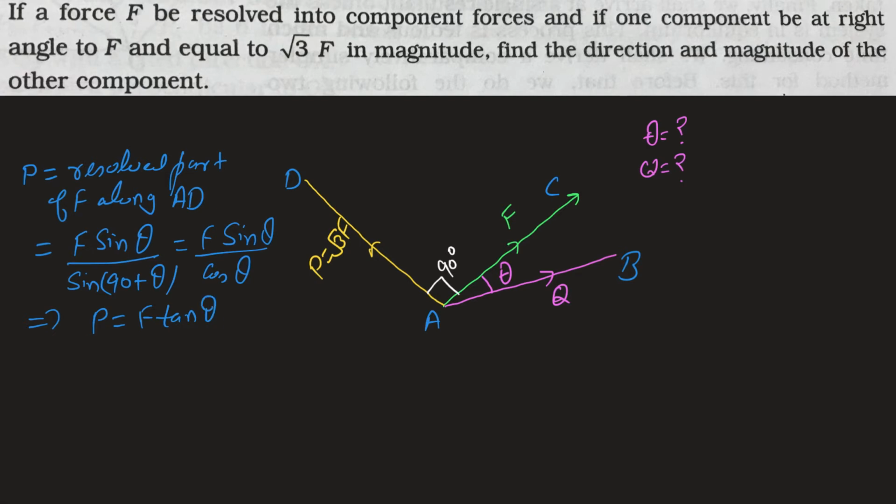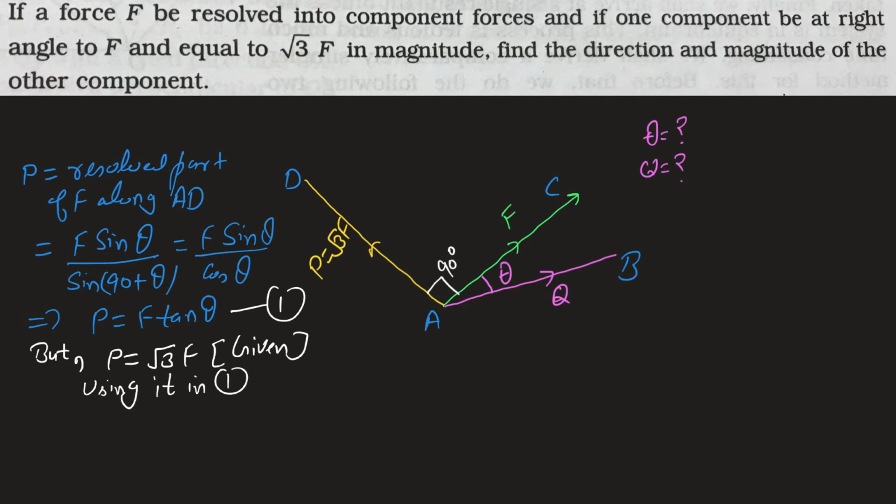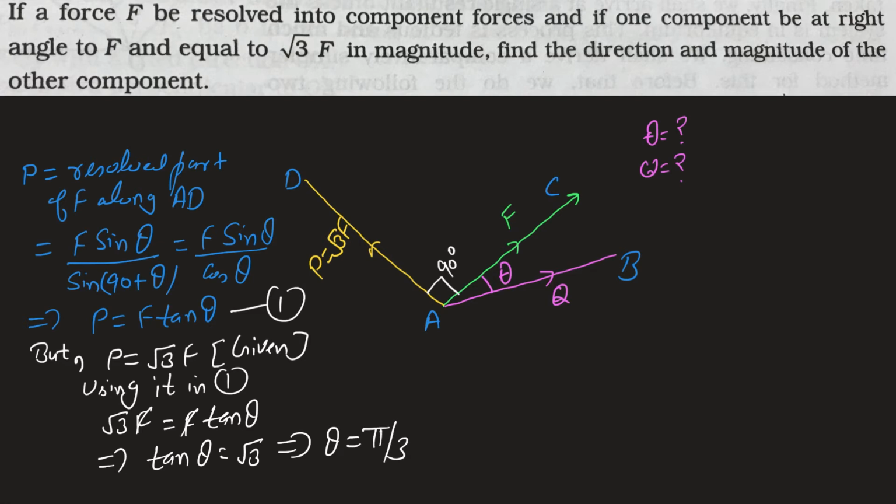theta. But we are given that this resolved part in the direction of AD is given to be root 3 F. This is given. And name this equation as 1. Using this in 1, we get root 3F, because this will be used over here, root 3F is equal to F tan theta. This F to F will cancel out. Tan theta is equal to root 3, implies theta is 60 degrees or pi by 3 in radians. So theta is pi by 3.